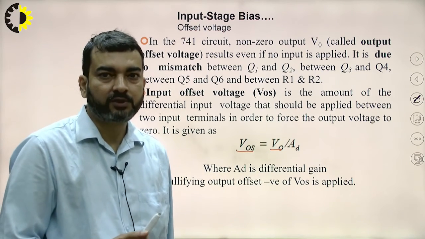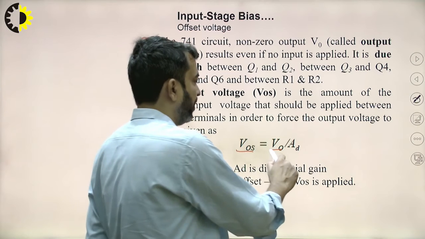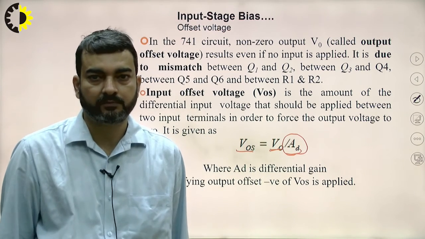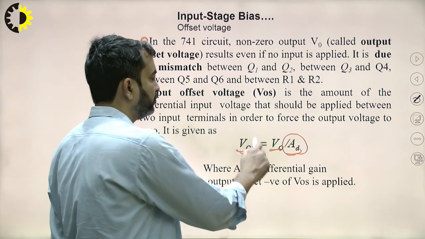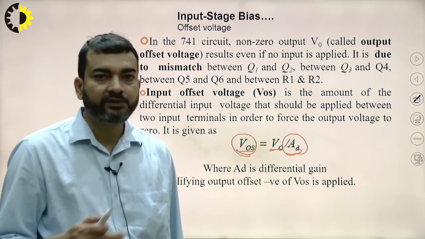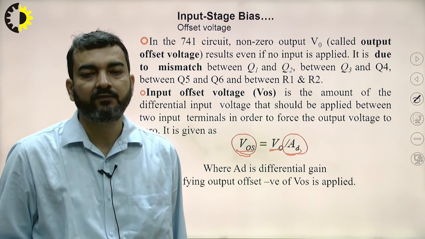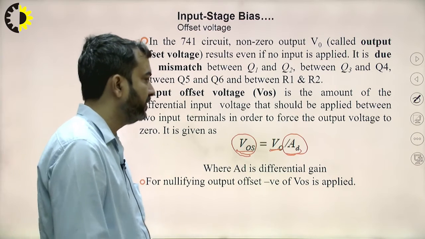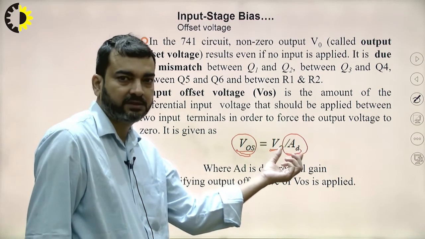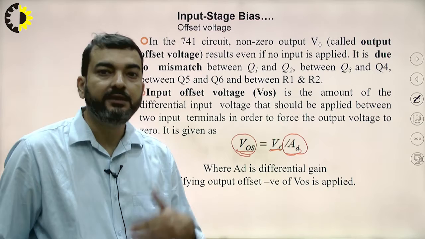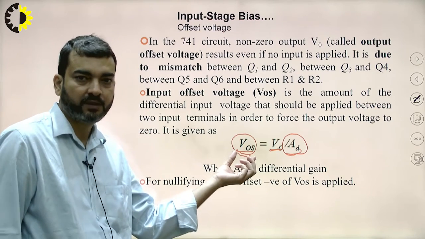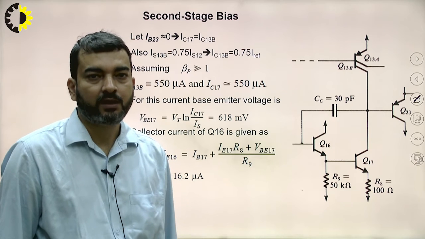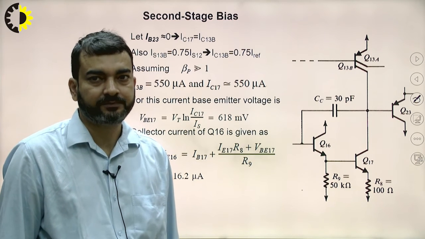So input offset voltage will be nothing but V0 divided by the differential gain of the op-amp, and this will be the magnitude of input voltage which we will have to apply to nullify the output offset voltage. And obviously if this is plus, then we will have to apply the negative of this much to nullify the output offset voltage.